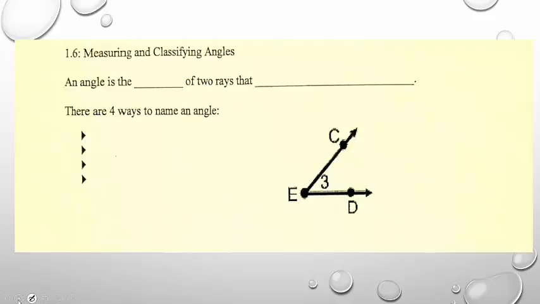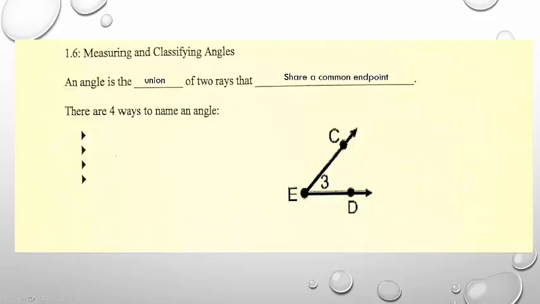Now most of us have seen an angle before, but the formal definition of an angle is the union of two rays that share a common endpoint. So for example, ray ED and ray EC both share E. When that happens, we actually have an angle that's formed.